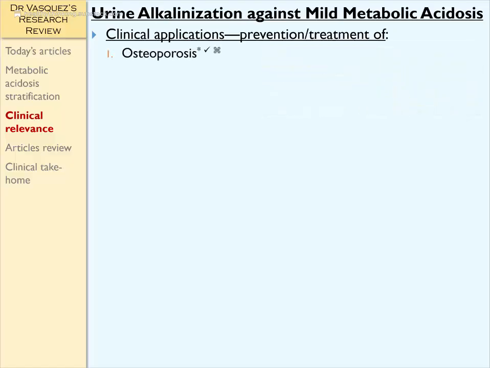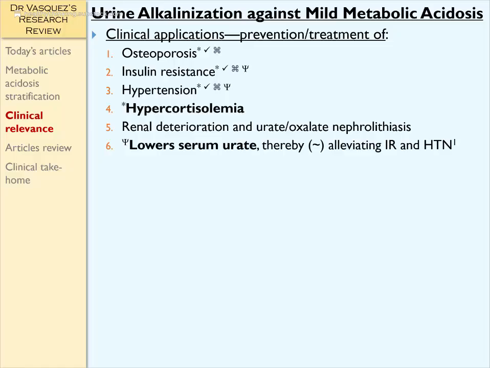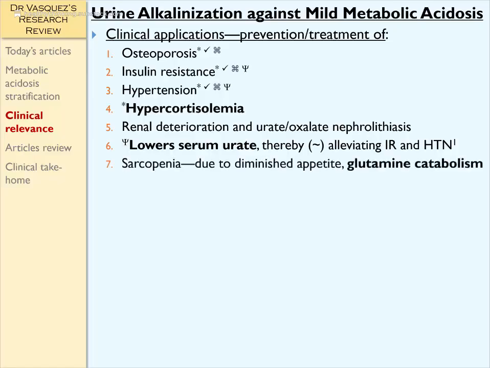So let's look at number 1, osteoporosis, and I've given you some footnotes here to help you connect the dots. I'll show you that in just a moment. Osteoporosis has been shown to benefit from urinary alkalinization, as has insulin resistance, hypertension, hypercortisolemia, renal deterioration, and urate and oxalate nephrolithiasis. Urinary alkalinization also lowers serum uric acid, thereby alleviating insulin resistance and hypertension. It also helps to prevent or alleviate sarcopenia due to diminished appetite and also glutamine catabolism.